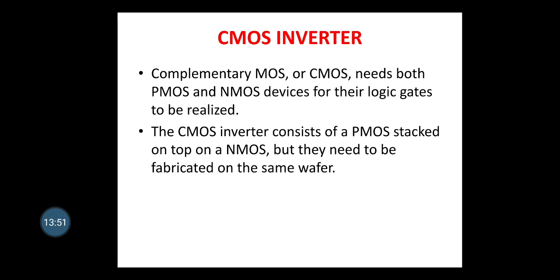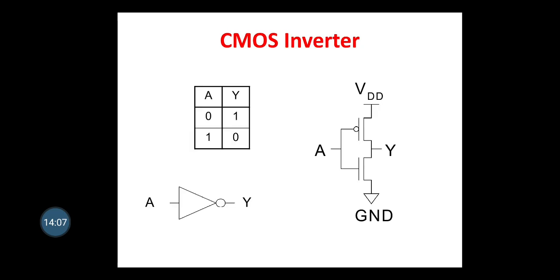So if you want a complementary MOS inverter, it needs both NMOS and PMOS devices for logic gates to be realized. The CMOS inverter consists of PMOS stacked on top of NMOS, but they need to be fabricated on the same wafer, as you can see here.